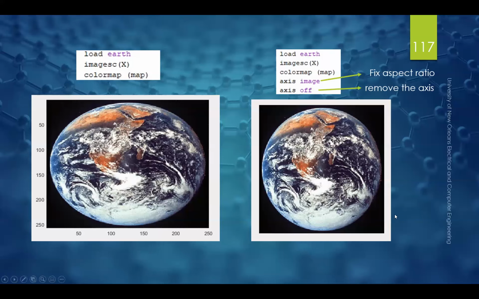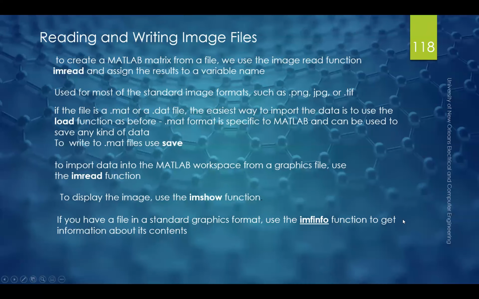Okay. All right. So now we're going to talk about reading and writing image files. To create a MATLAB matrix from a file, we use the image read function, imread, and assign the results to a variable name that you choose. The function imread can be used for most of the standard image formats such as PNG, JPEG, or TIFF, or many other common ones.